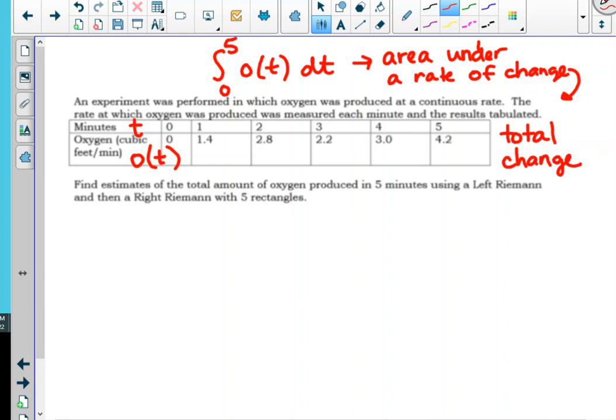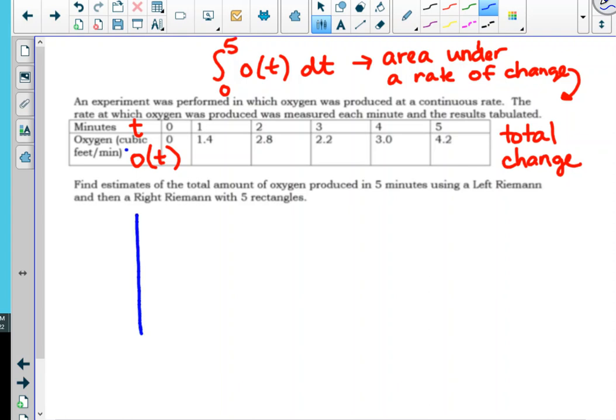So let me use this example. We did a velocity time graph and the area under that being displacement, change in position. If we're looking at an oxygen production function, where the oxygen is being produced at a certain rate of cubic feet per minute at different minutes, we're going to use our left and our right Riemann to calculate the total amount of oxygen produced over the 5 minutes.